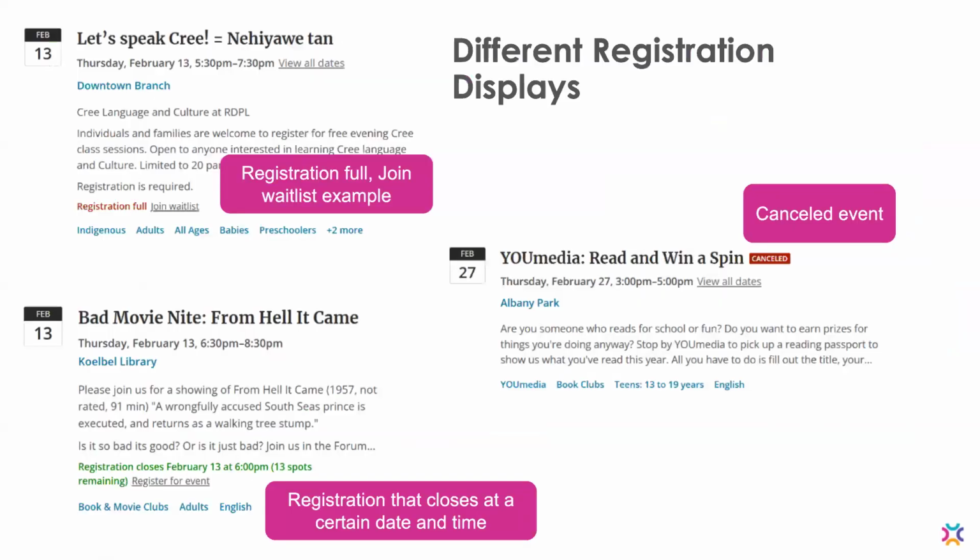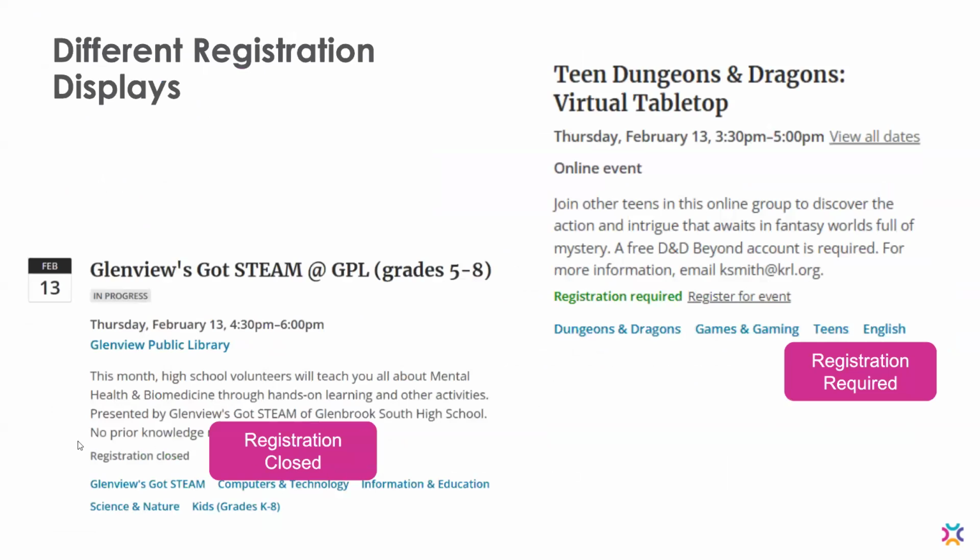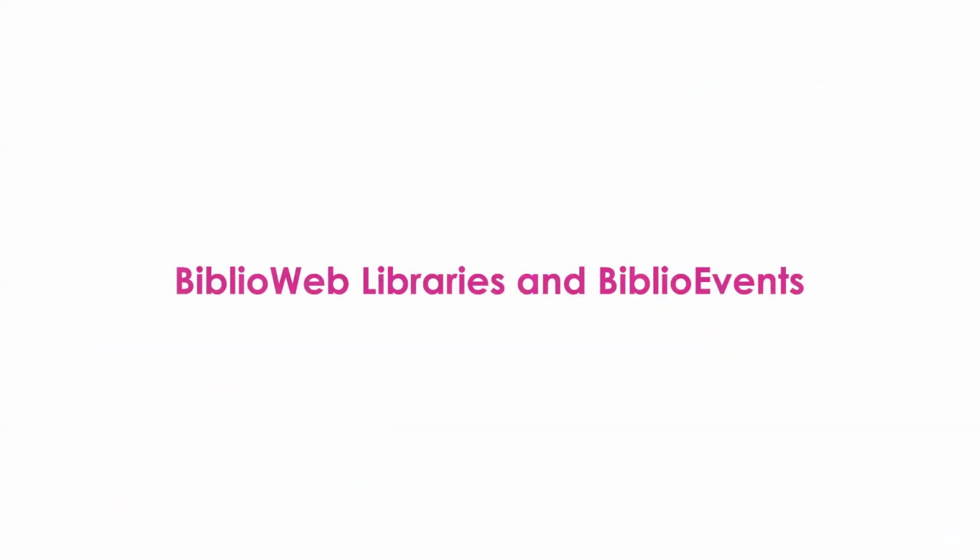Here's what some of the registration looks like. If registration is full, we have a waitlist option. You can actually choose to have registration close at a certain day and time. You can have registration open at a certain day and time. There's an example of a canceled event on the right. Here's an example of an event that had registration closed before the event began. Here's registration required. So we're really trying to think of all the different options that you might need for registration.